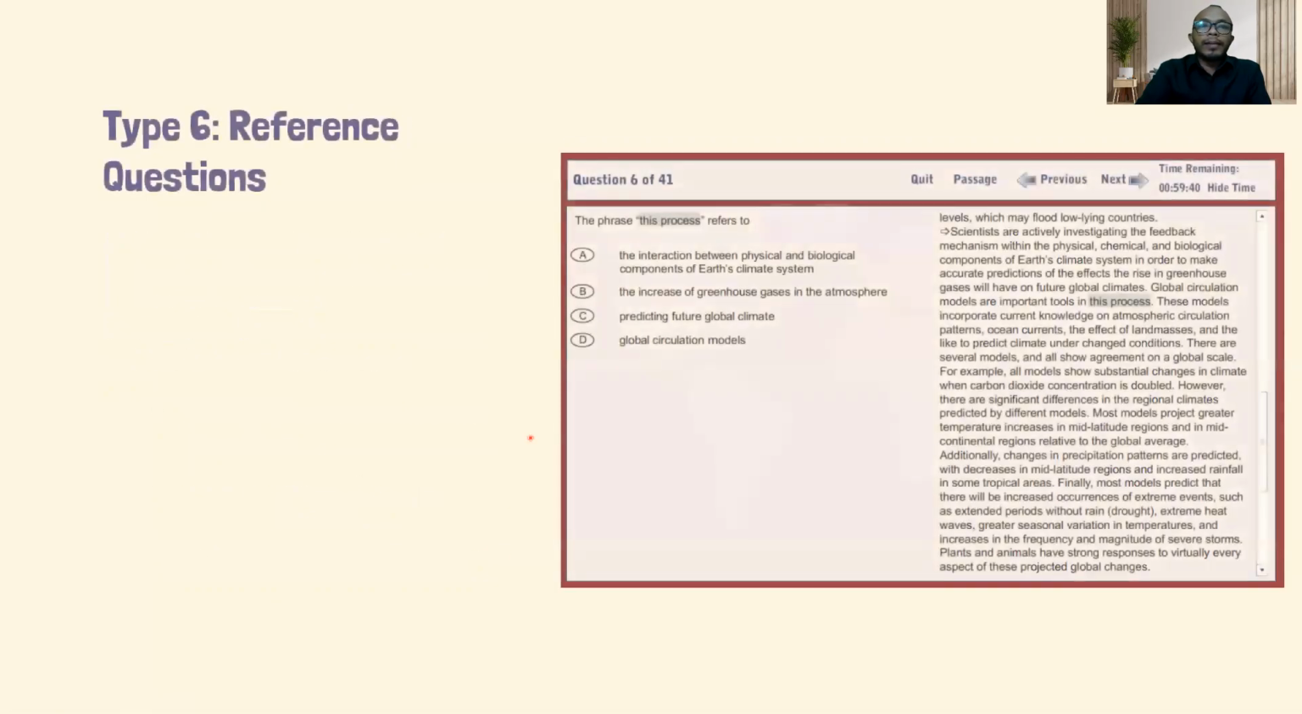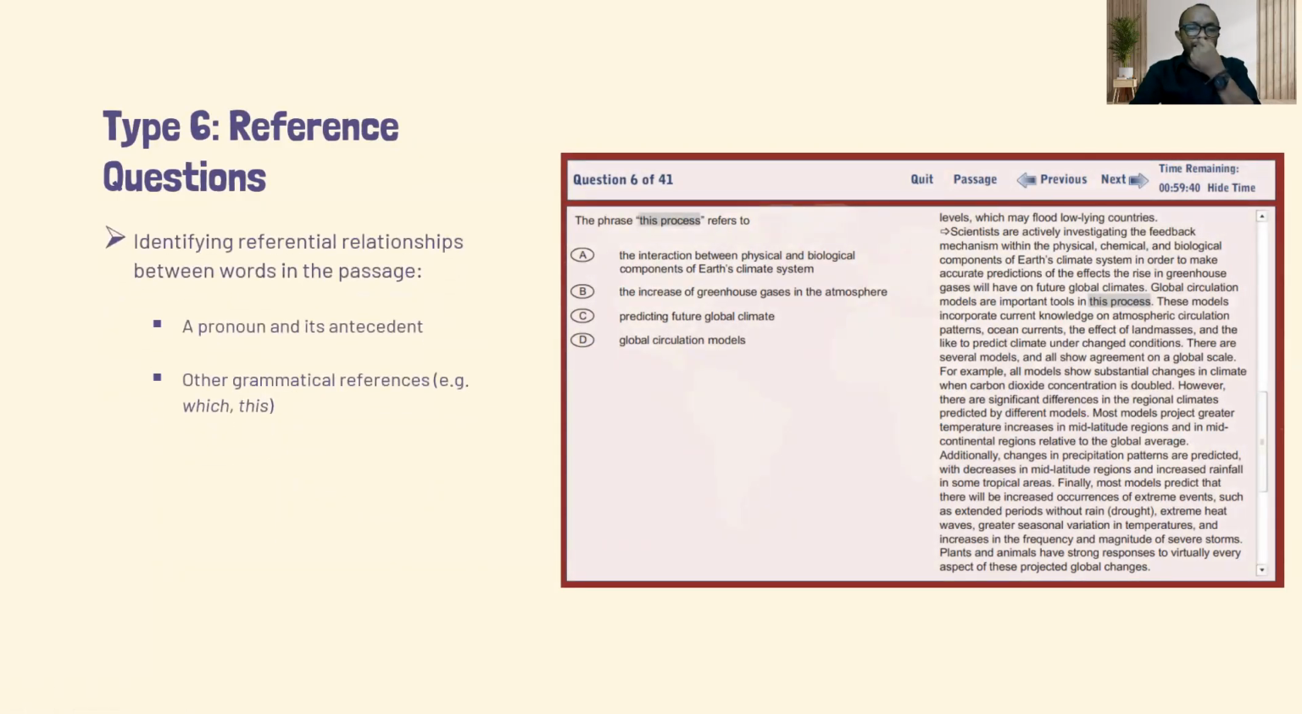All right, the sixth type, the reference question. The reference question will ask you to identify what a pronoun or other grammatical reference words mean or refer to. Okay, so here's the example. The phrase, this process over here, means what, okay, or refers to what in the passage.